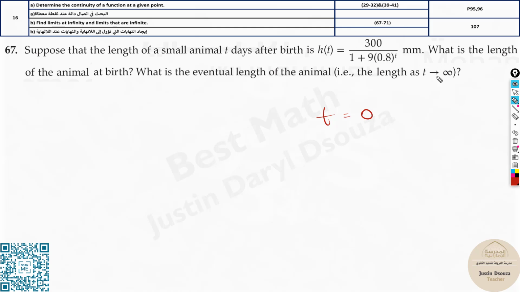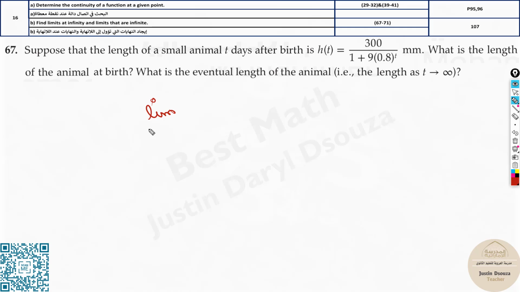But what about the other thing? t infinity means, imagine it, you don't know what's the time length, lifespan. It may be 10 years, 20 years, anything, right? So infinity means the maximum length it can reach, the maximum. So then we take limit, t is infinity, and we get it. Now let's solve one by one.